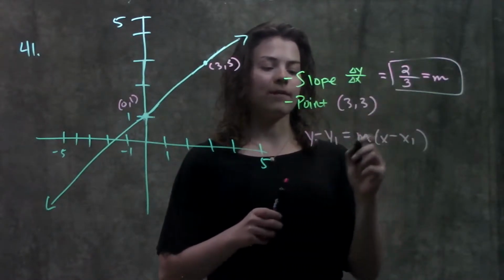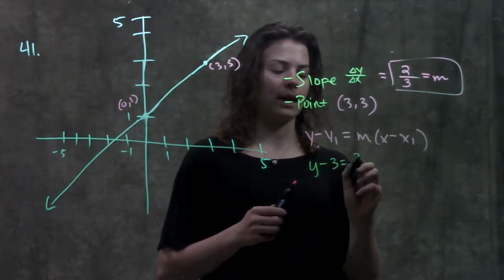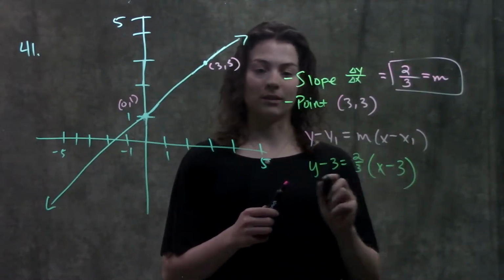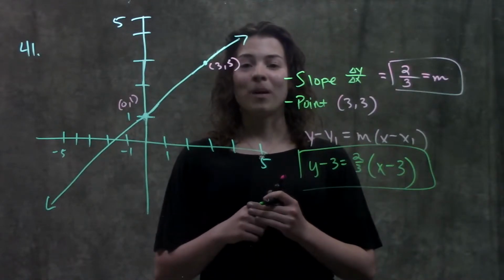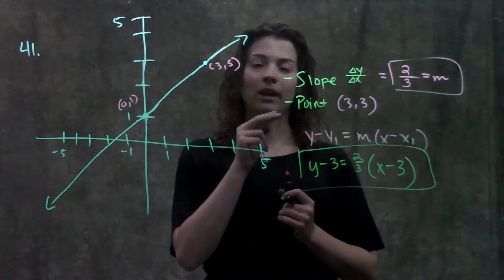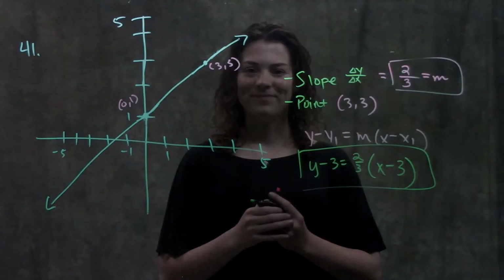And when I plug all my values in, I get the equation y minus 3 is equal to my m, which is 2/3, times x minus my x point, which is 3. And that's it for this problem. Remember, whenever they're asking you to find the equation of a line, you always need two things. You need the slope and the point. Once you have that, you can just plug it into your equation and you're done.